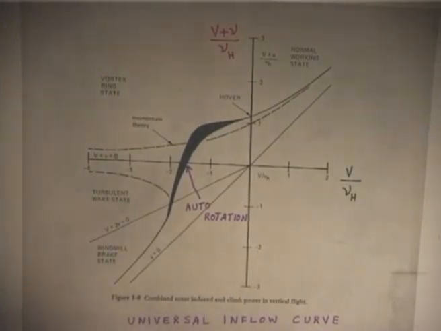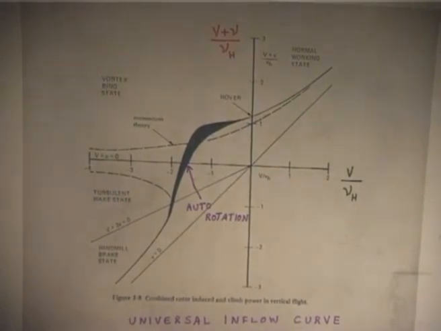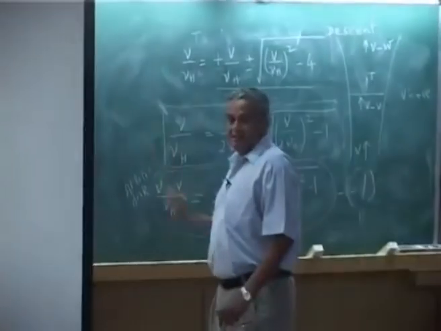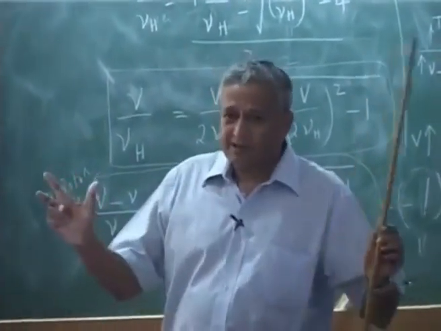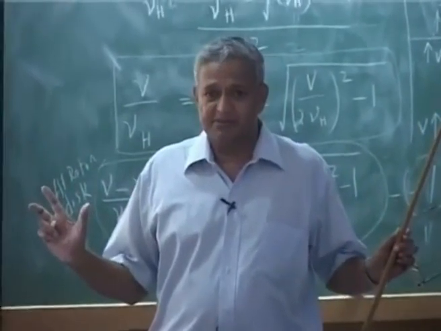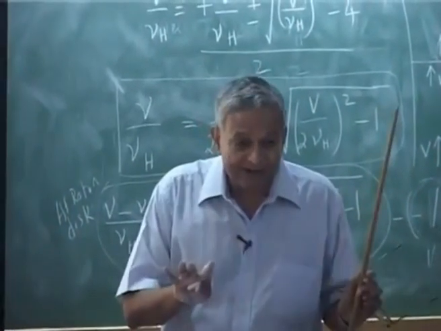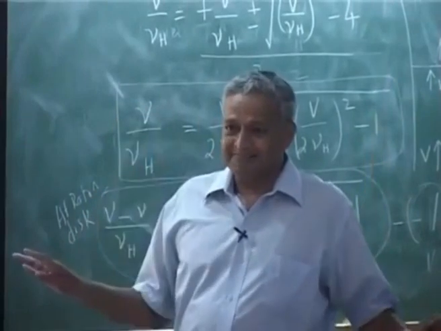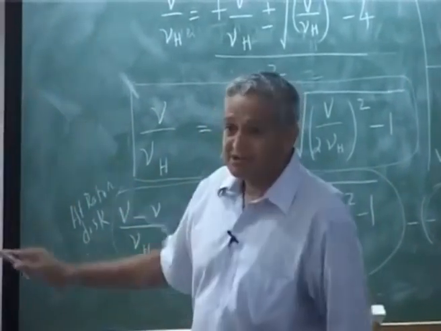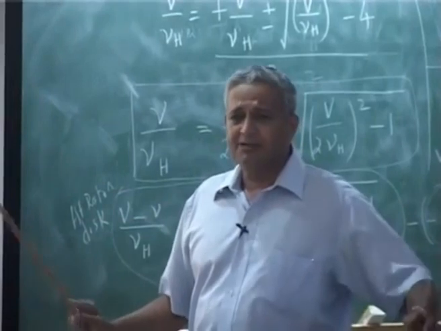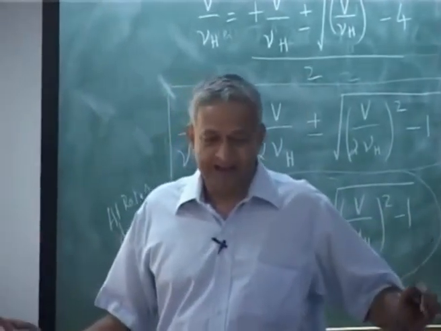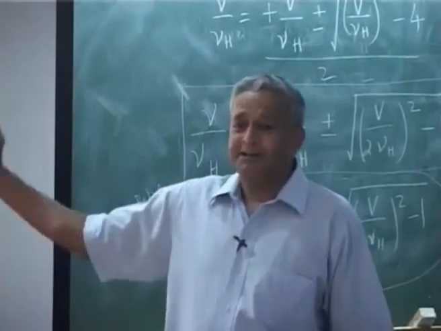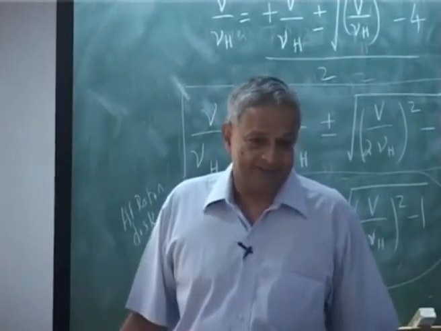I wanted to show this diagram. We will come back again and show how these two are plotted, climb and descent. Then you will see this is what the whole thing is about in terms of the inflow curve for climb and descent. And please note it is non-dimensionalized so that it is applicable for any rotor. This is what is used for autorotation evaluation.